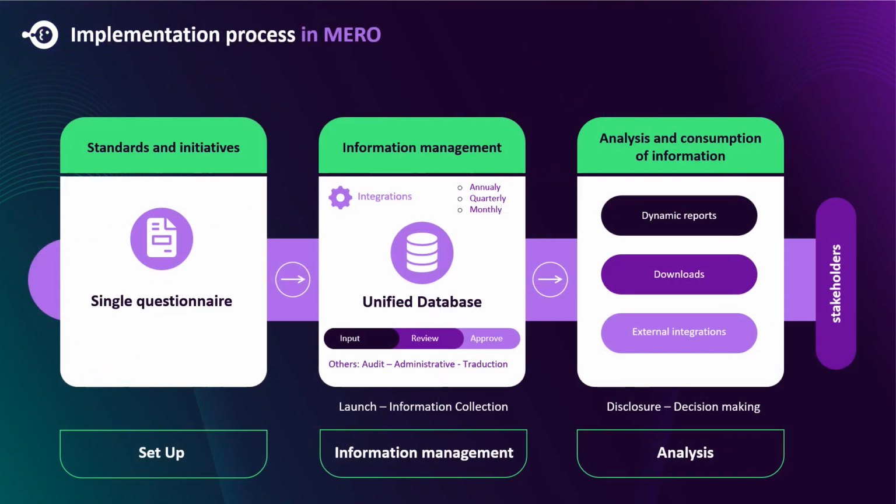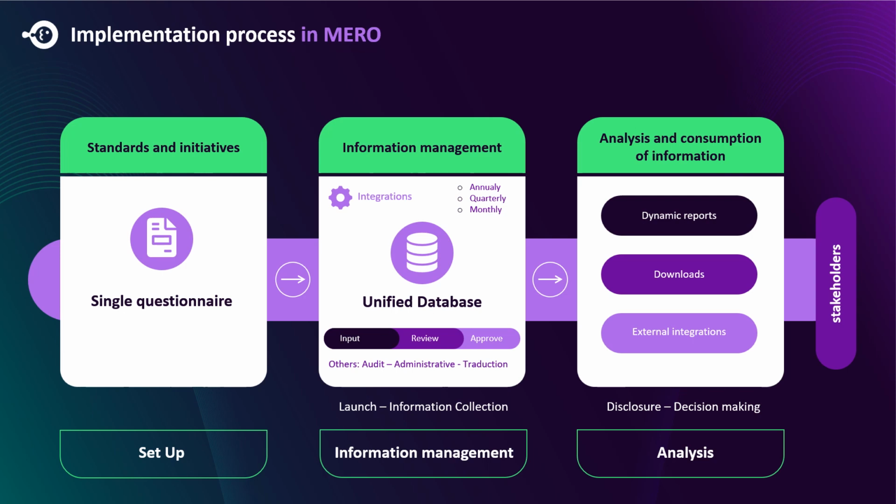How would the MERO implementation process look like? The first step is to thoroughly understand the client's specific standards, initiatives, and key performance indicators they want to manage. Once this is clear, we proceed to correlate all this information and create a single questionnaire, which is entered into the system. This marks the first phase, which is the parameterization.